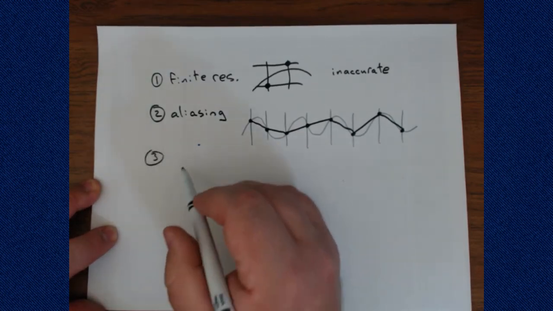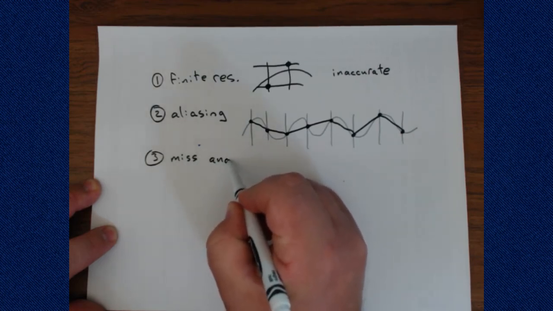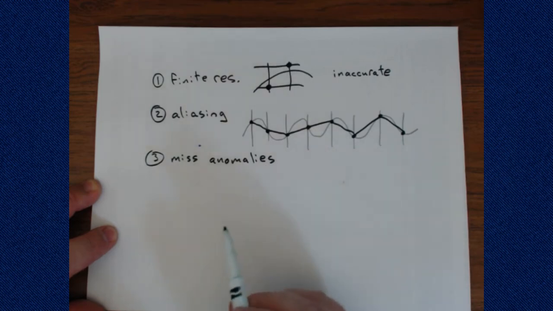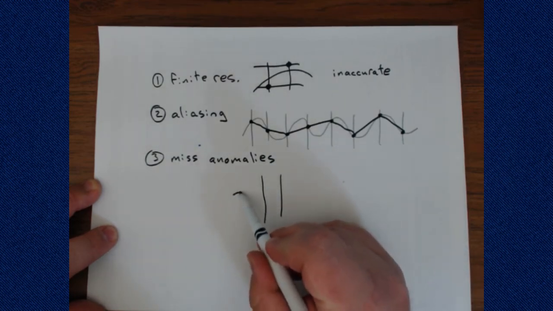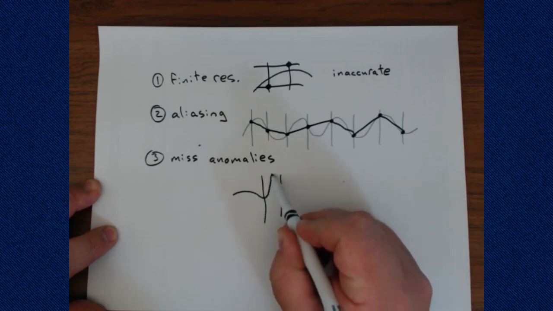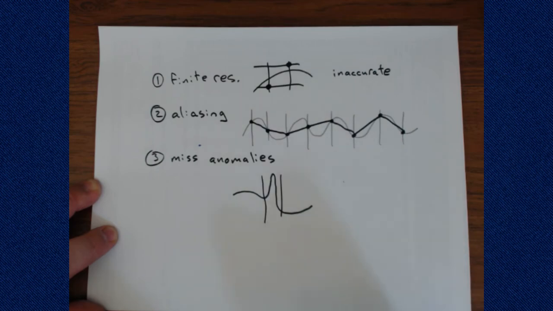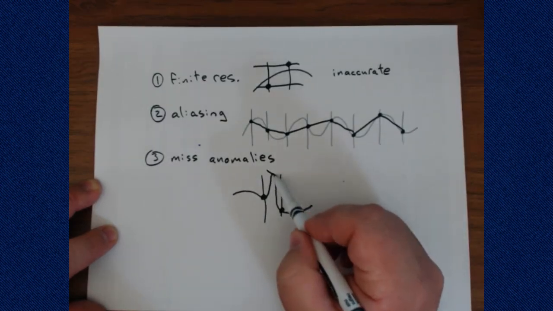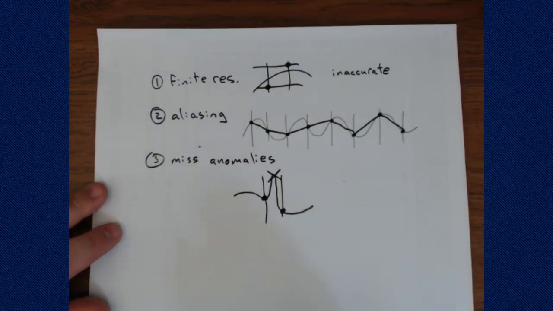The third one that we're going to have is that we're going to miss anomalies. And I'll give you an example of this. We could have two moments in time, a nice smooth curve, and then some kind of sharp change in value, and things like this. But we're going to find these two values, and we will have entirely lost that one. So we will miss anomalies.